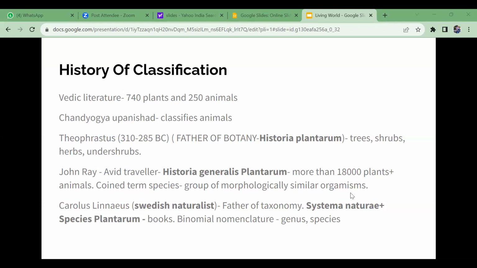Carolus Linnaeus, textbook में भी है नाम. He's the father of taxonomy. उसके books हैं Systema Naturae, Species Plantarum. In the Species Plantarum book, this is about plants, वहां पर उसने binomial nomenclature लिखा था. About genus and species he gave.